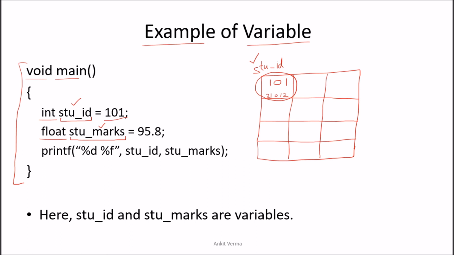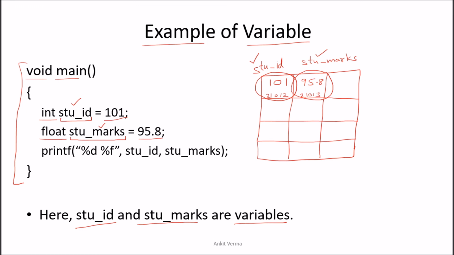And if I say float student marks, then let us suppose the next block is reserved, and let us suppose the next block address is 21013, because earlier it was 21012. There we are saying stu_marks. So that block we give the name stu_marks, and the marks stored are 95.8, because that is given by the program. So these two are the variables: stu_id and stu_marks are the variables.